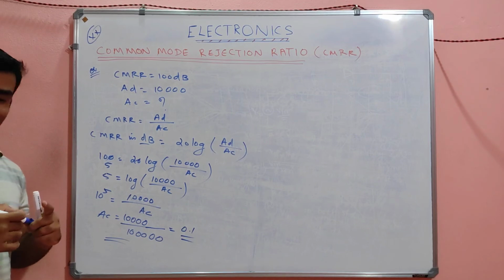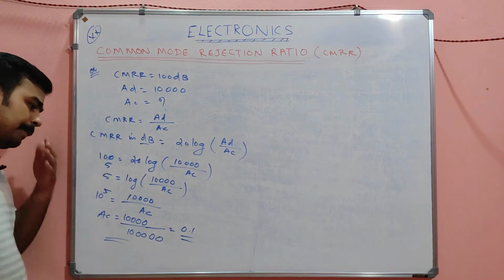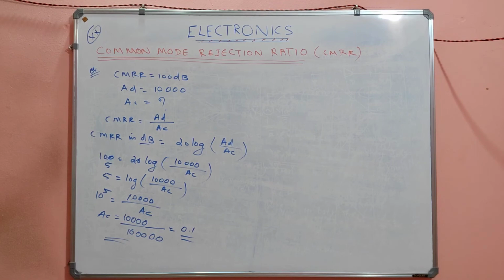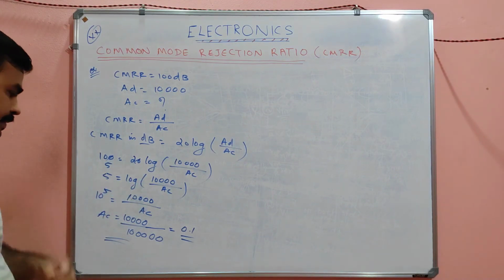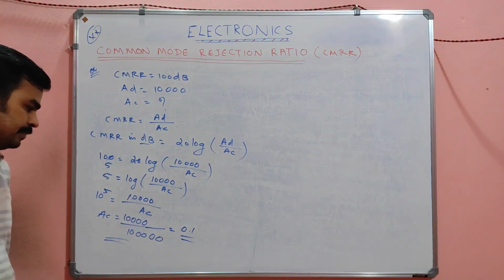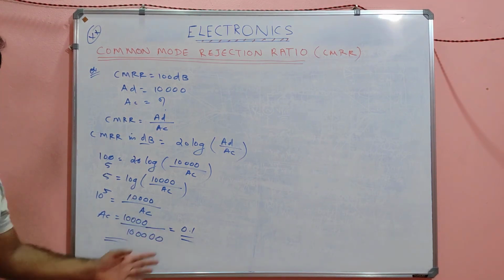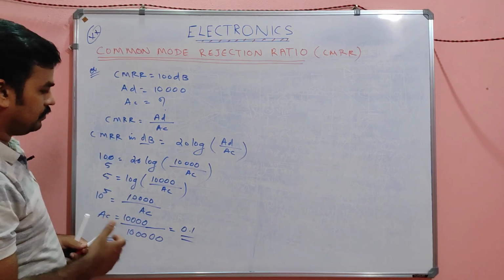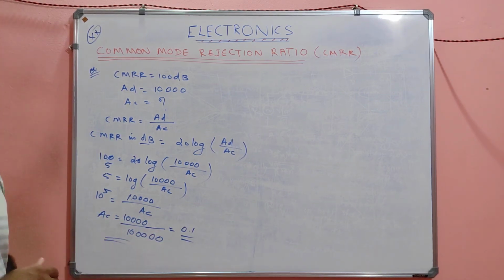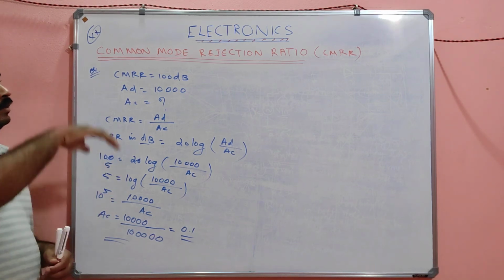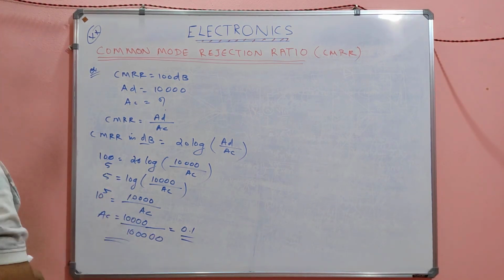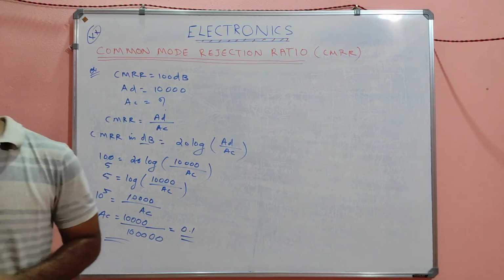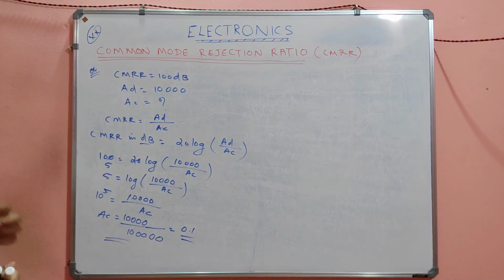That is already in the option. It is 10 raised to 4 divided by 10 raised to 5. Correct, my dears? 10 raised to 4 by 10 raised to 5 is 0.1. This is the answer. So the common mode gain is a unitless quantity, right? Is it clear? So that's all about the question, my dear.